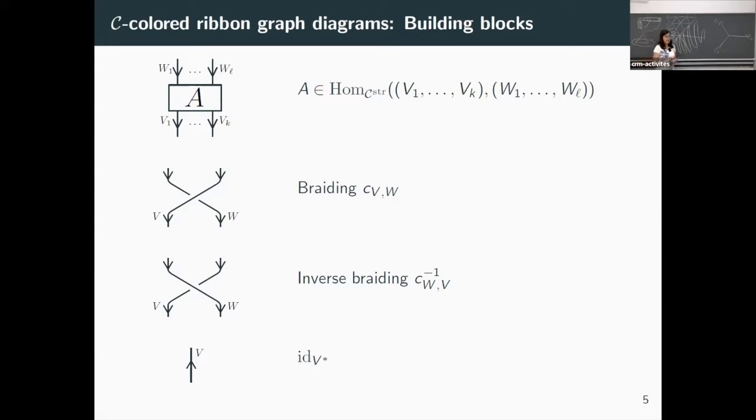So the basic things that we always have is that we'll represent these morphisms A, so between two tuples in our strictified category, like these boxes labeled by A. So we'll always read our diagrams from bottom to top. And then for certain morphisms in our category, we will need special graphical notations. For example, for the braiding, we have this overcrossing. For the inverse braiding, we get an undercrossing. For the identity morphisms on duals, we will have the convention that these are depicted by arrows going upwards.